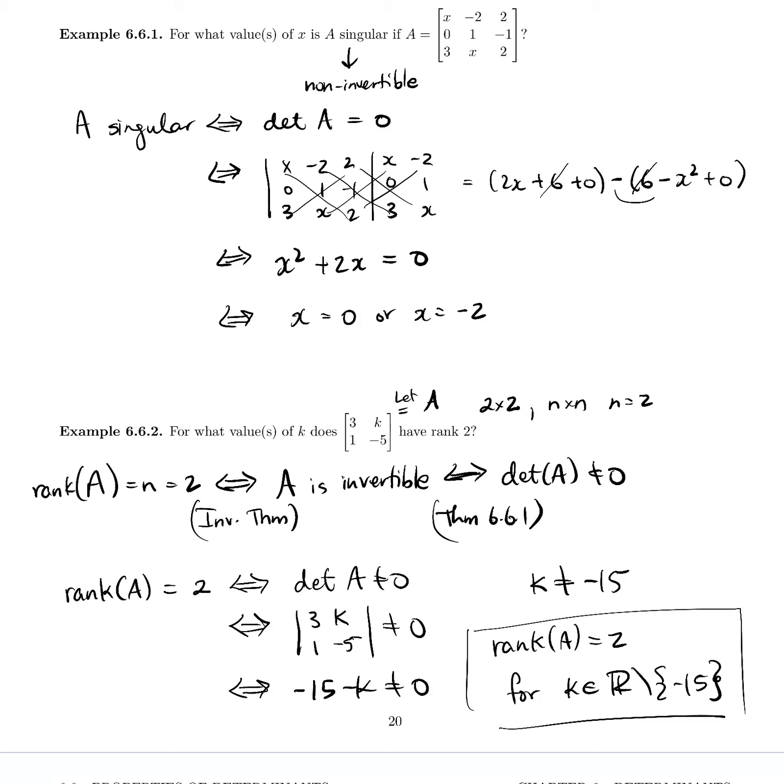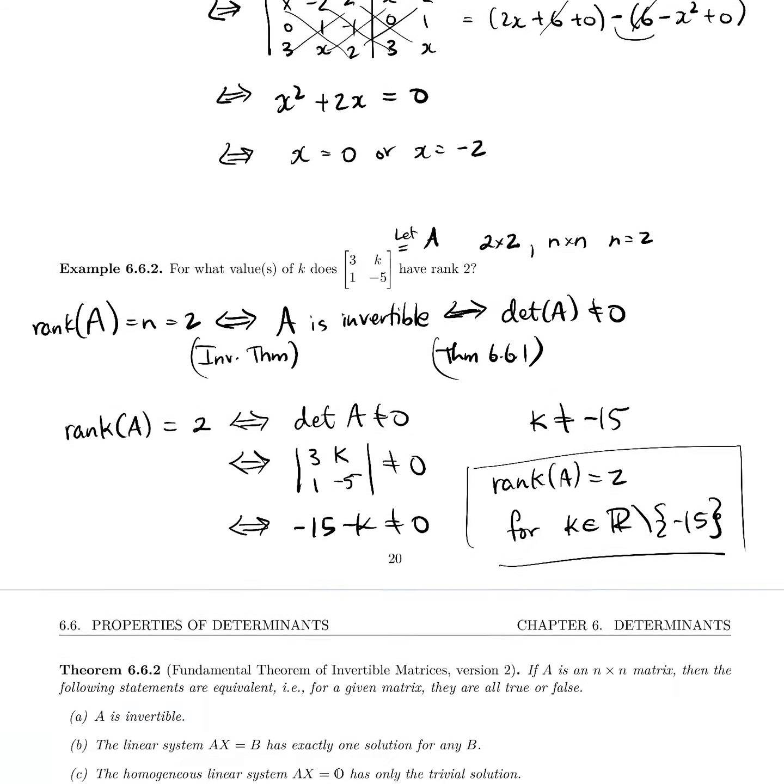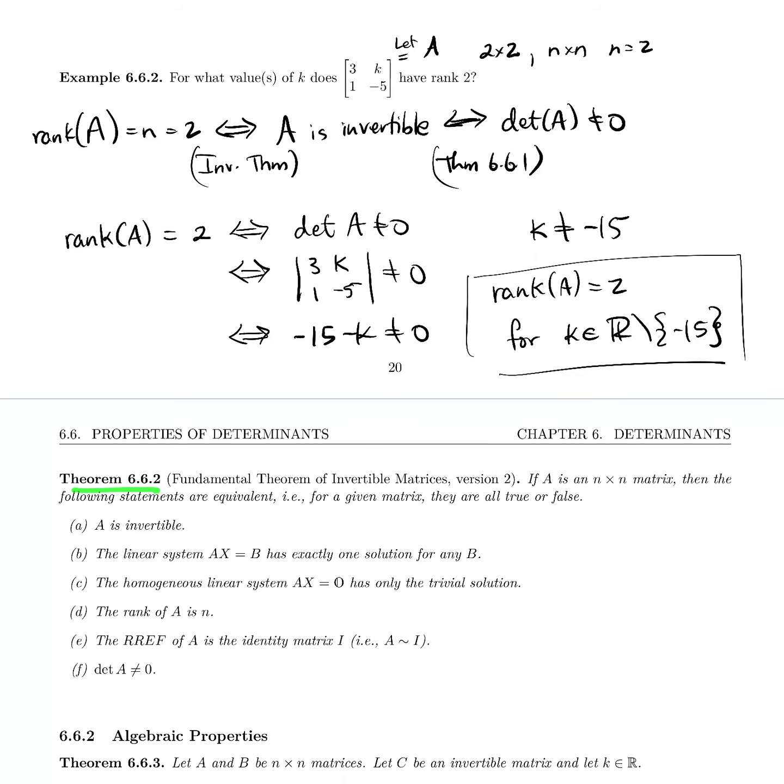So what we have just seen here is a link between one statement of the invertibility theorem and the determinant. Well, if there's a link between one, then there's a link between them all. And that is what theorem 6.6.2 is. It's the fundamental theorem of invertible matrices, or the invertibility theorem, version 2. And that is one extra statement, and so we have the same statements as before with the extra statement about the determinant. So if A is an n by n matrix, then the following statements are equivalent, i.e. for a given matrix they are either all true or all false.